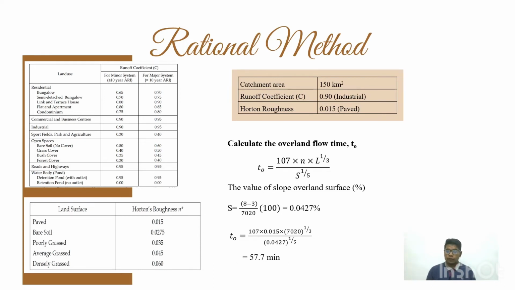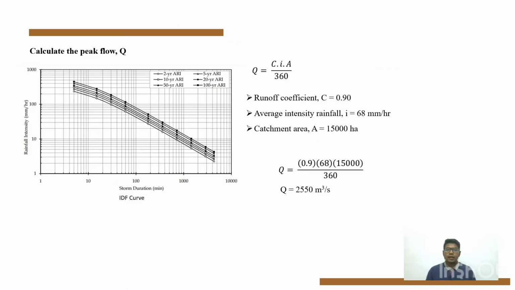And for the L value, we got it from the length of the slope. And after that, for the S value, we will calculate it, and we got 0.0427%. After we put all the information in the formula, the overland flow time that we got is 57.7 minutes.